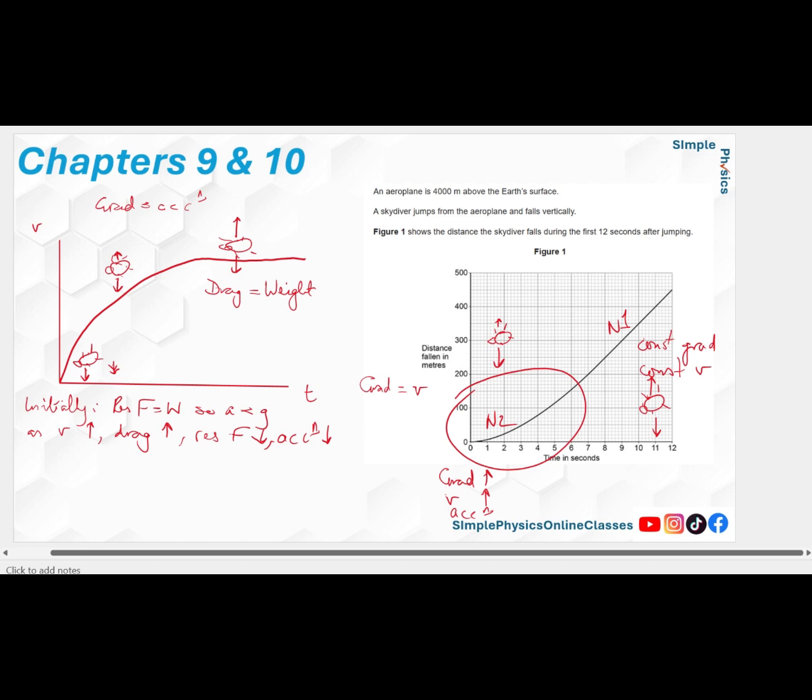And then what happens next? If you look up here to the last bit, eventually the drag equals the weight. So the resultant force is 0. So the acceleration is equal to 0. Okay, so therefore that's the constant speed, or your terminal velocity. Okay, then we could draw the next bit.